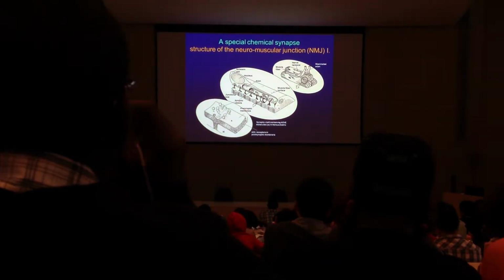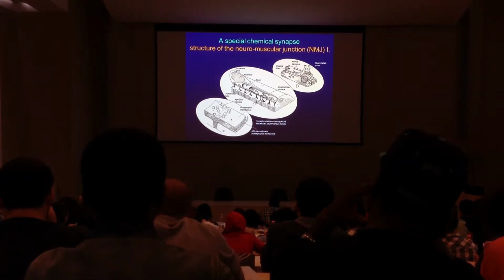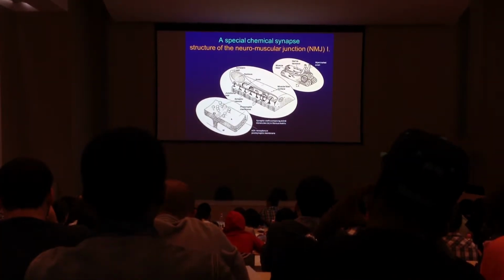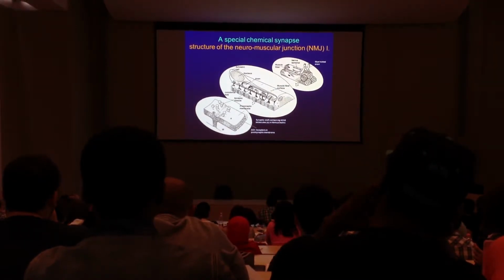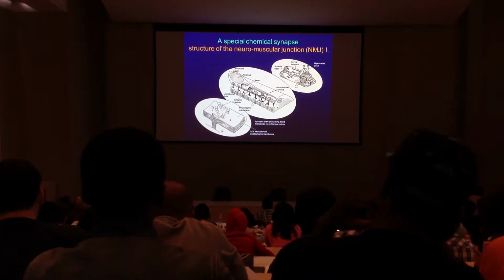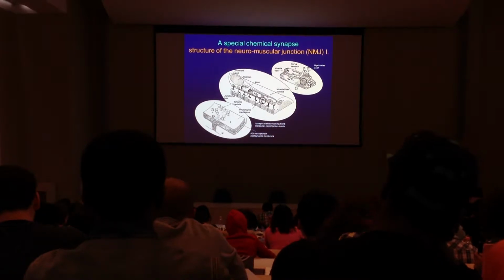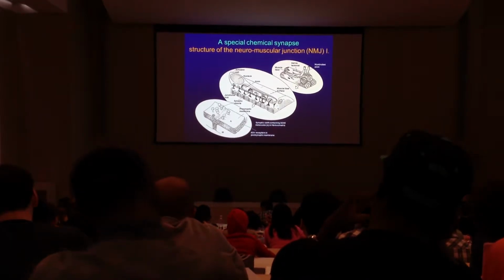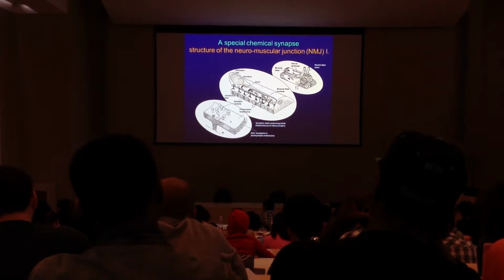As an example, I will describe in a little more detail the so-called neuromuscular junction. Please do not attempt to draw the picture. This junction occurs between a motor neuron and a skeletal muscle. Neuromuscular junction: junction between the motor neuron and your skeletal muscle. This is what makes you move.